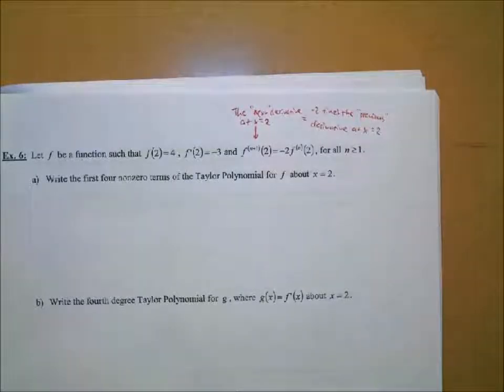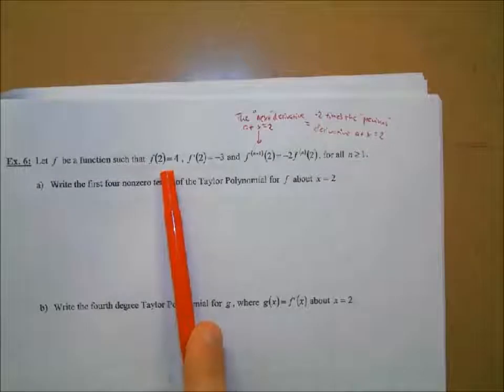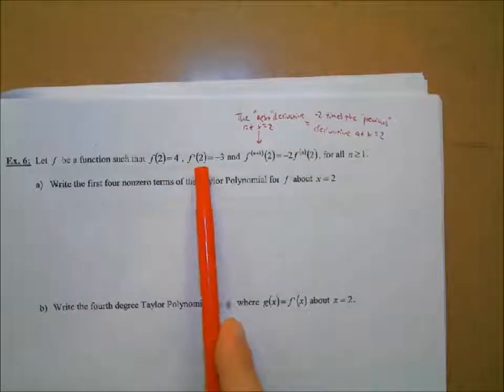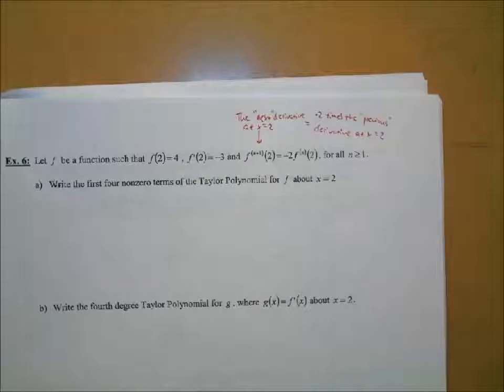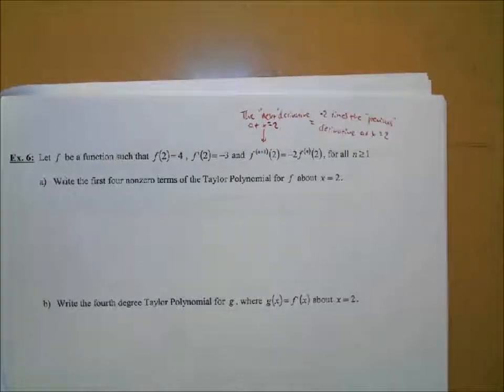Okay, so they kind of kick us off here. They say, okay, f of 2 is 4. You've got that. F prime of 2 is -3. And then for successive derivatives, the next sequential derivatives will just be -2 times the previous one. So the original function at 2 is 4. The first derivative of the function at 2 is -3. And then beyond that, f prime prime will just be -2 times f prime. F prime prime prime will be -2 times f prime prime, so on and so forth, right? So, letter A, write the first 4 non-zero terms of the Taylor polynomial for f about x equals 2.